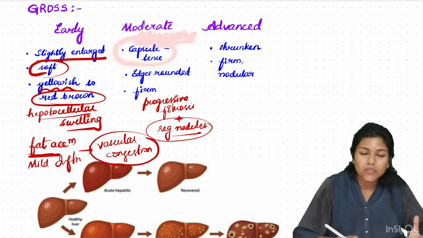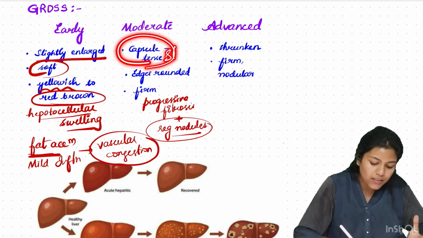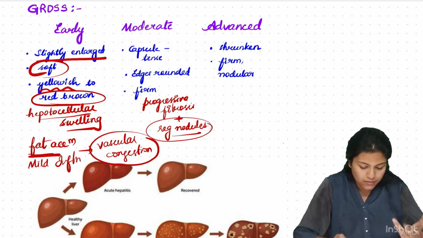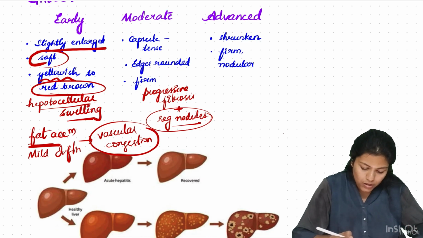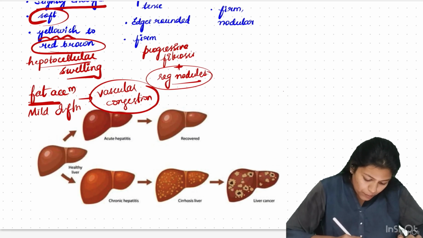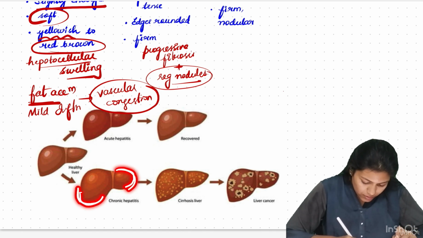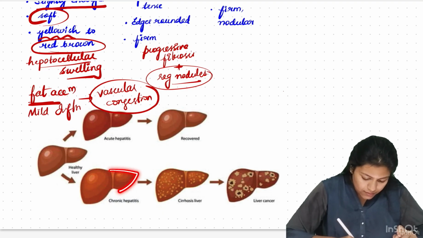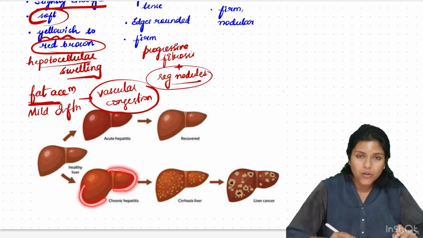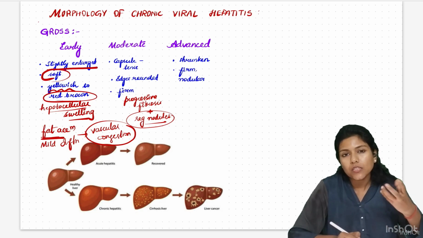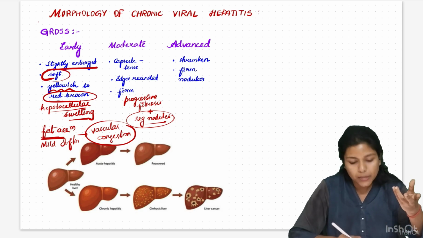The Glisson's capsule surrounding the liver becomes tense because of stretching. It appears tense and shiny on the external surface, and the edges become round. For example, this is a normal liver. It has sharp edges. In moderate changes, because of enlargement, the edges become round. And in chronic moderate stages, the edges become round and it becomes firm because of fibrosis. Fibrous tissue is firm, so fibrosis means the liver becomes firm.